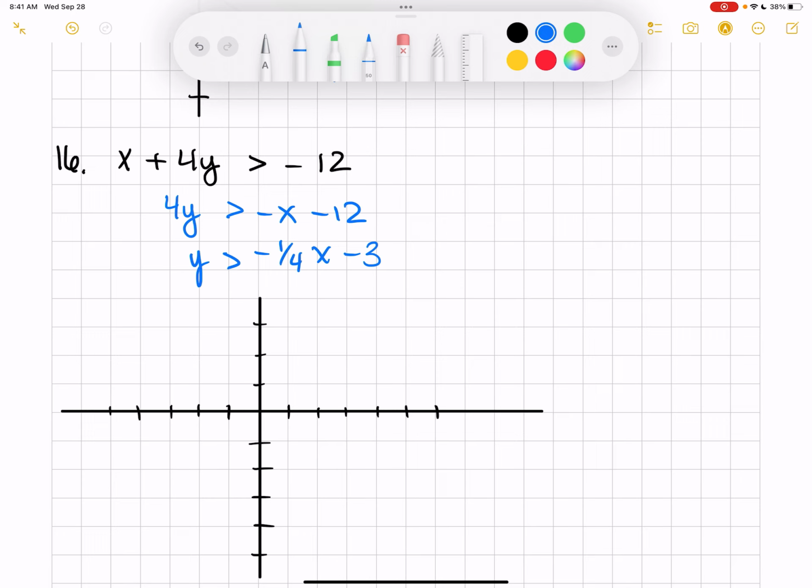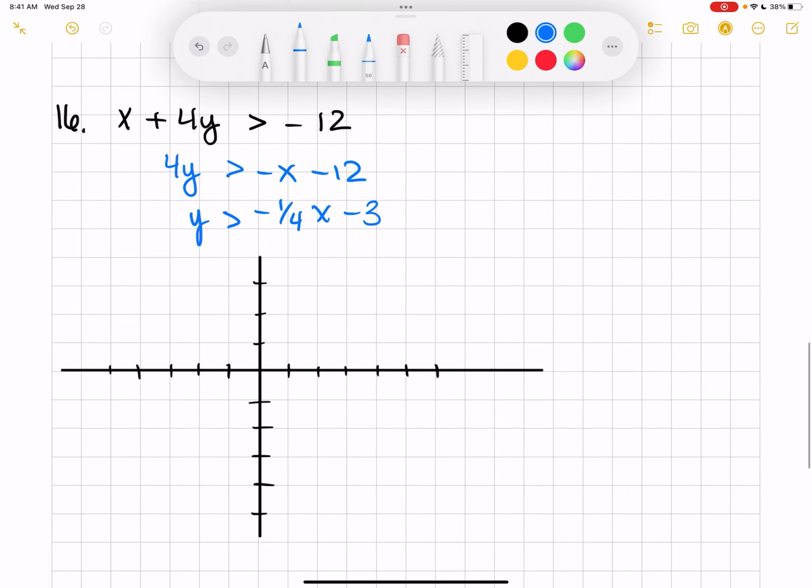All right, so graphing this one, what do I do first? Start at -3 on the y-axis. Yep. And then what? Up 1, left 4, down 1, right 4. Yep. Up 1, back 4, or down 1 over 4. And solid or dotted? Dotted. Oh boy. It's a weird angle. Close enough. And then am I shading above or below for this one? Above. Yep. So y is greater than, so we're going above.